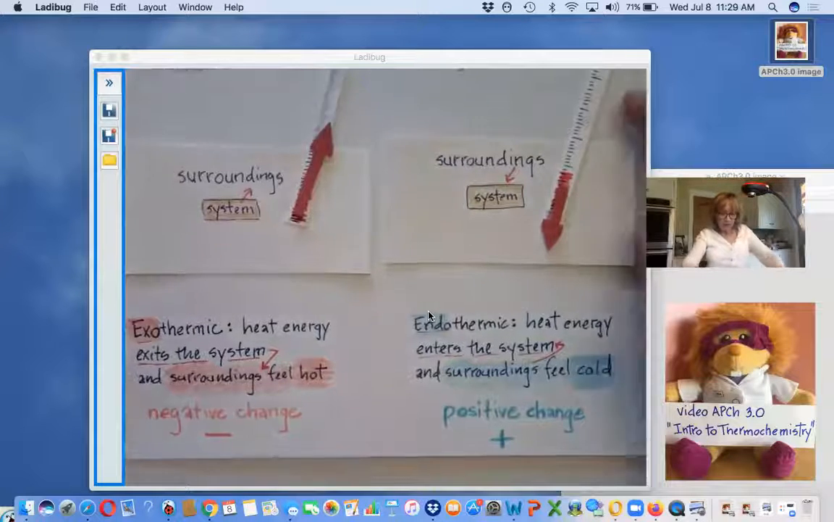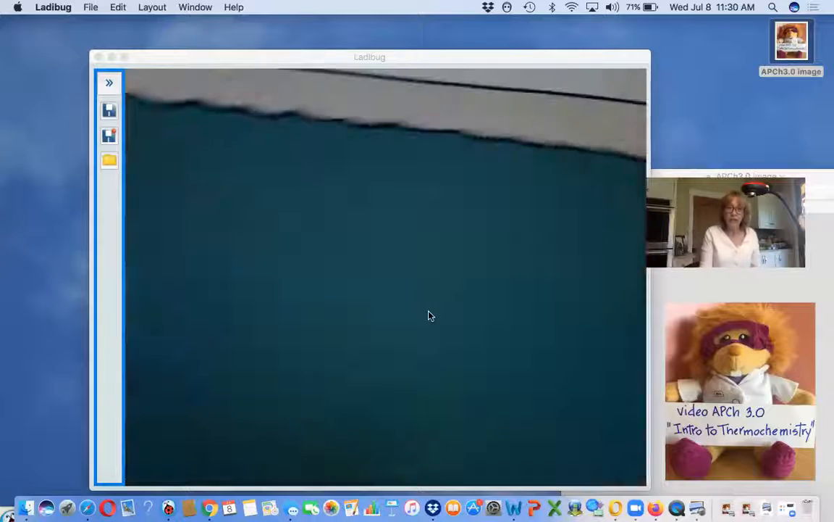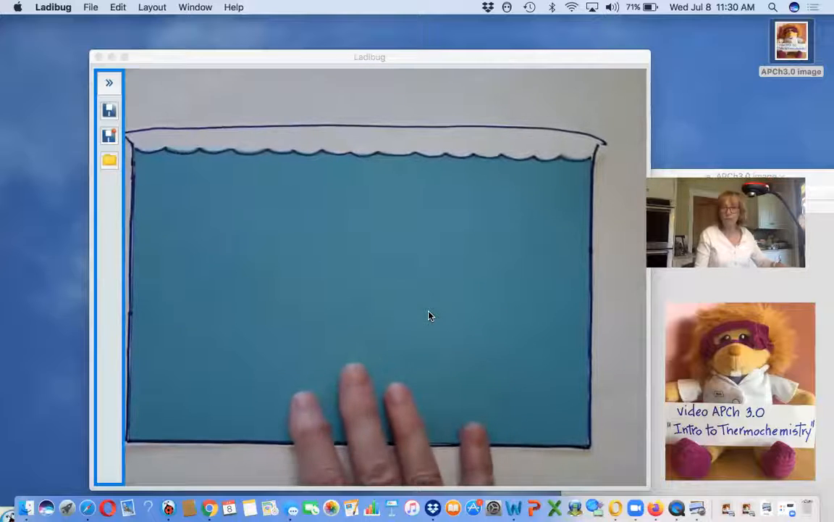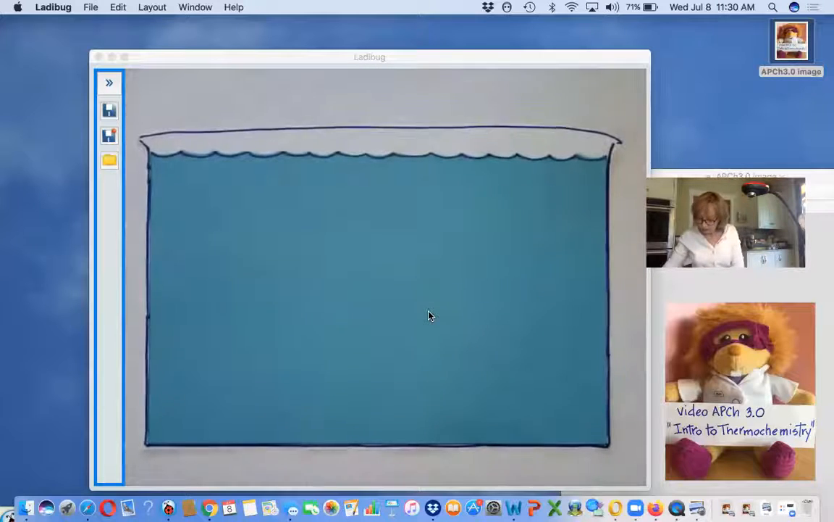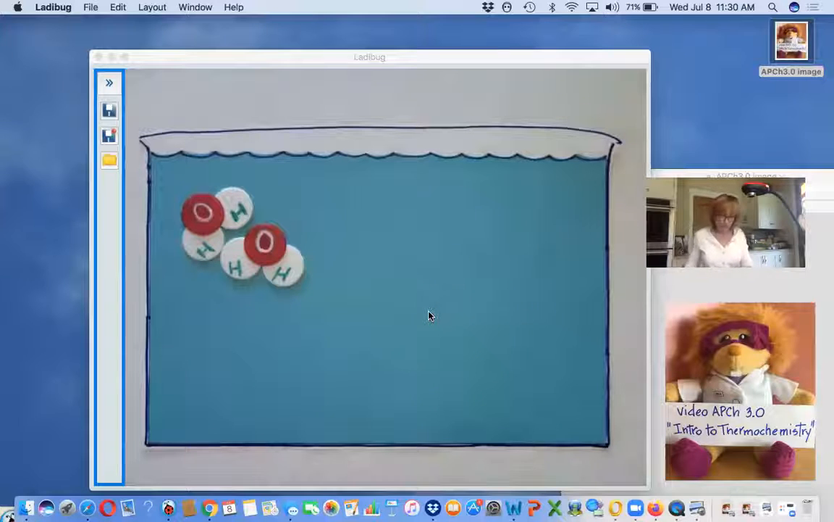All right, now let's take a look at what's happening on a particle level. Here is my beaker of water. Okay, and let's suppose we've got water molecules in here.